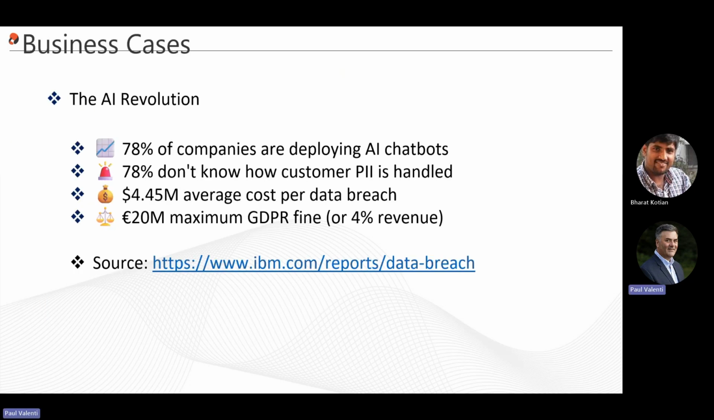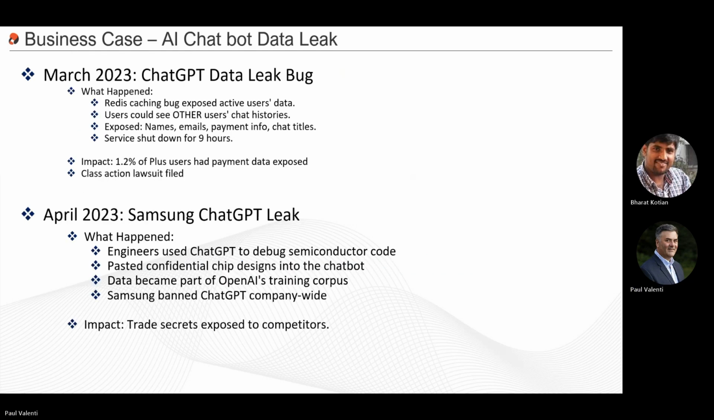The AI revolution has seen almost 80% of companies deploy some type of chatbot, but most can't tell you how PII data is protected. The cost of a breach can be significant when not done correctly. We have a few examples here of how ChatGPT data leaks and what their sources were.